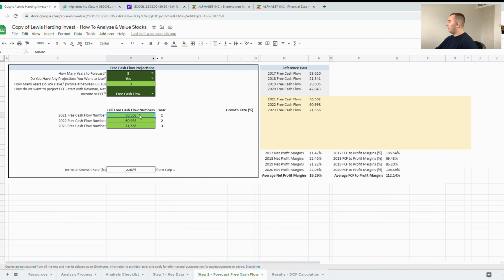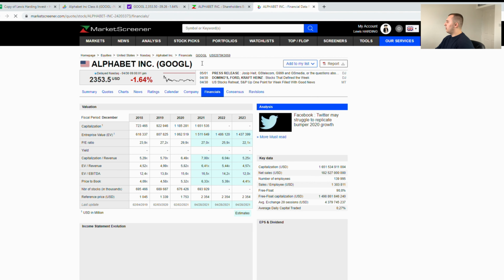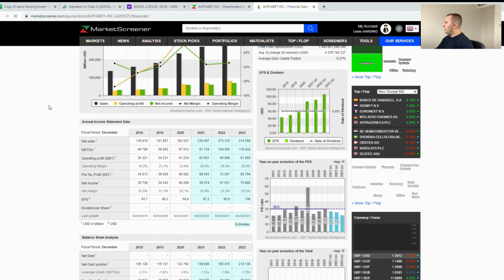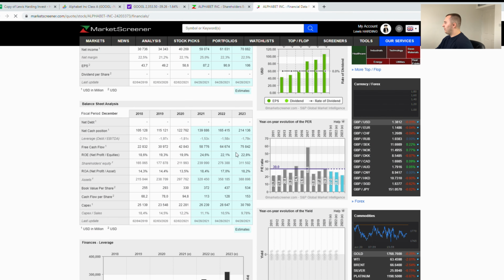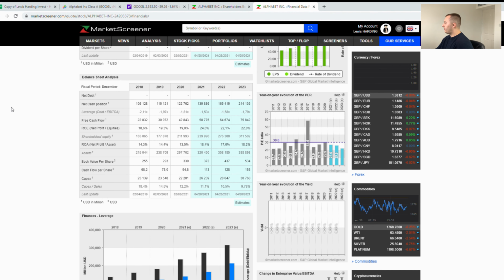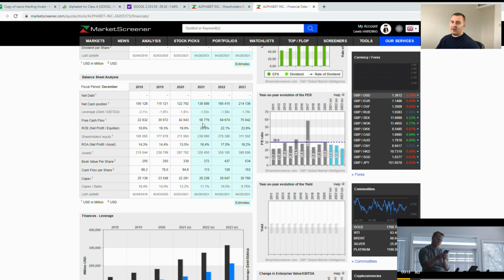So if we have a look at Alphabet, what we've got here is, I think in 2021 their free cash flow is going to be 50 billion, then 60 billion, then 70 billion, and I'm pulling these figures from marketscreener.com. They have a very handy feature where analysts actually predict the free cash flow. So you can have a look at the figures and see if they're reasonable compared to what you think they might be when you review the financial statements.